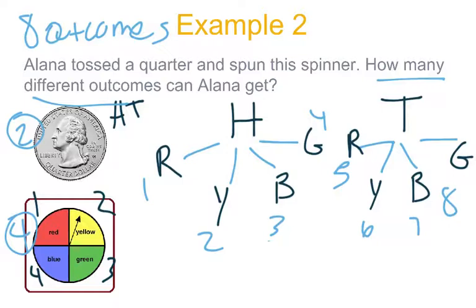So that's another way that you can check your answers, by counting. Once you've listed everything out, that last row, count them up to see your total number of outcomes. All right, so Alana, if you were to do this, you have 8 different combinations that you could get.